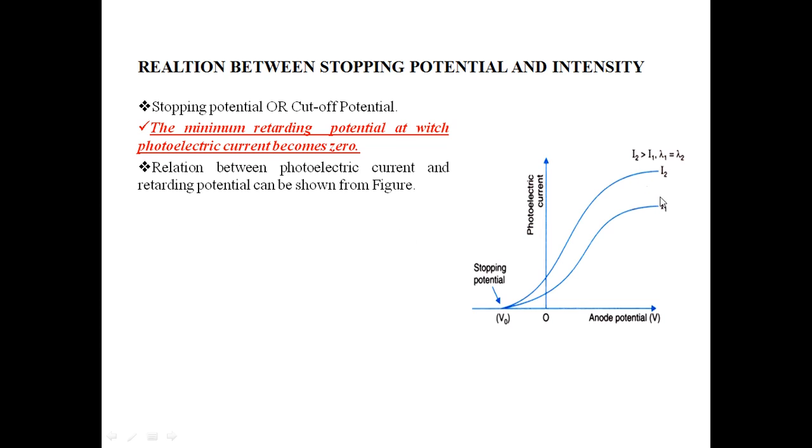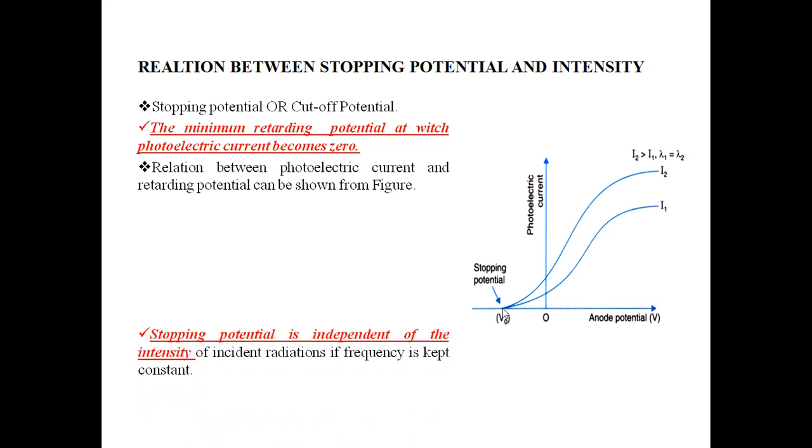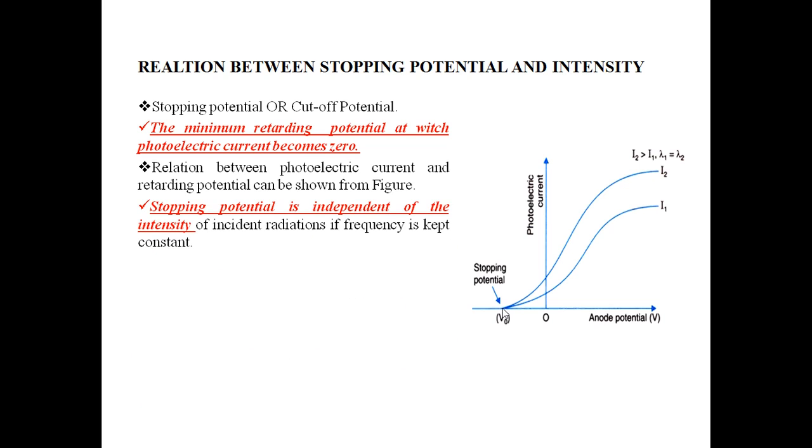So what is the relationship? If we look at the diagram here, we have light of low intensity I1 and high intensity I2, and we observe that the stopping potential is the same for both I1 and I2. The relation between photoelectric current and retarding potential concludes that the stopping potential is independent of the intensity of incident radiation if the frequency is kept constant. So if light varying in intensity, I1 and I2, but having the same frequency, falls on a metal surface, then the stopping potential will be the same for both intensities.